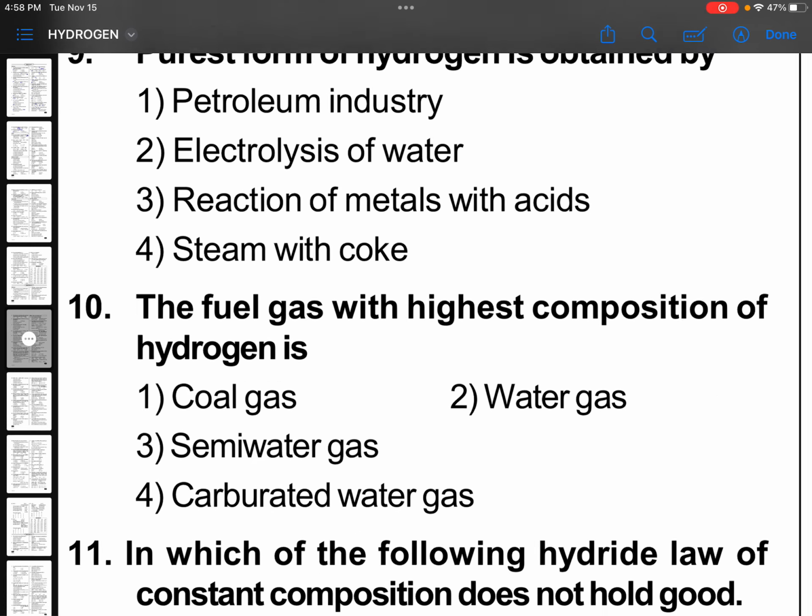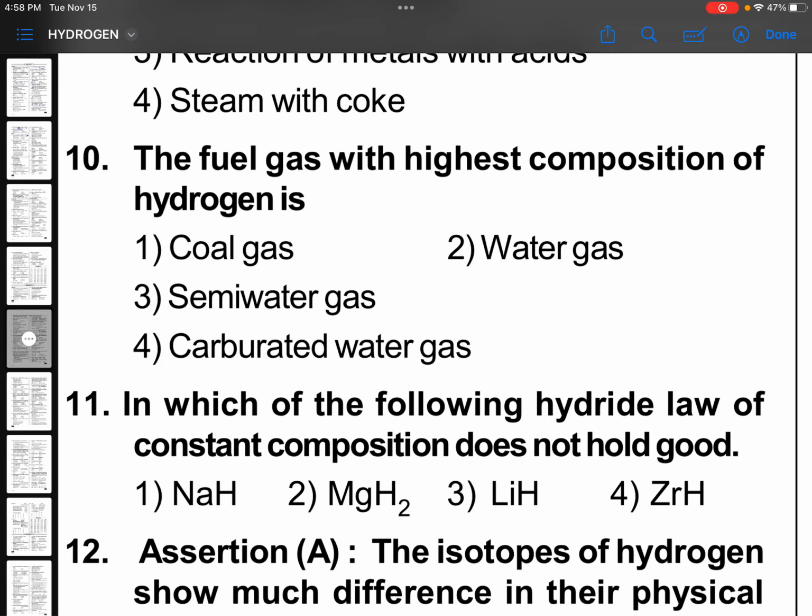The fuel gas with the highest composition of hydrogen is, that means more hydrogen should be there. Water gas is CO plus H2. We know all these conditions now. And coal gas also contains hydrogen, but all these are not mentioned in NCERT book. We have only water gas. Semi water gas is CO plus H2 plus N2. Carbureted water gas means hydrocarbons will be there, but maximum percentage according to my key is coal gas.